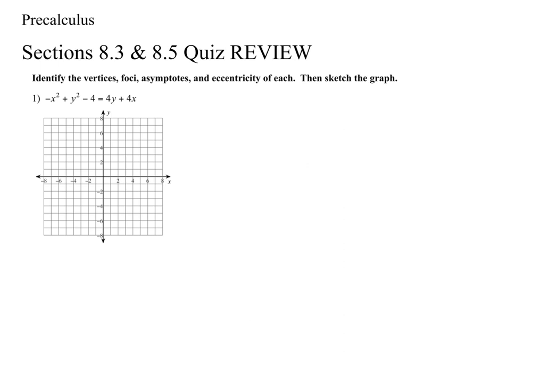So for this, I would say negative x squared, and then I would move that 4x over. And then I have plus y squared, and I would move that 4y over, and then move the positive 4 over to the right is how I would do it.